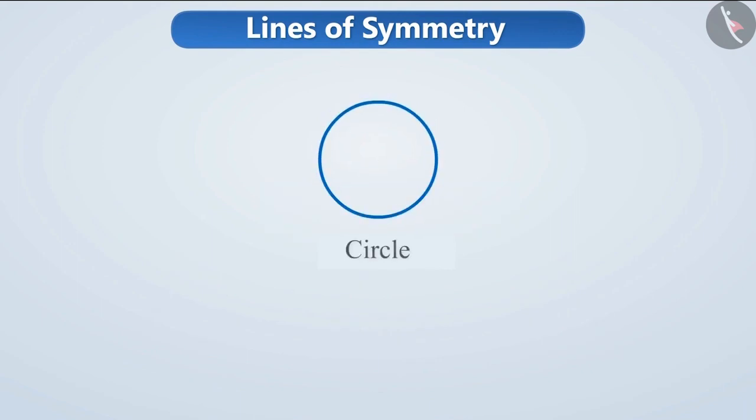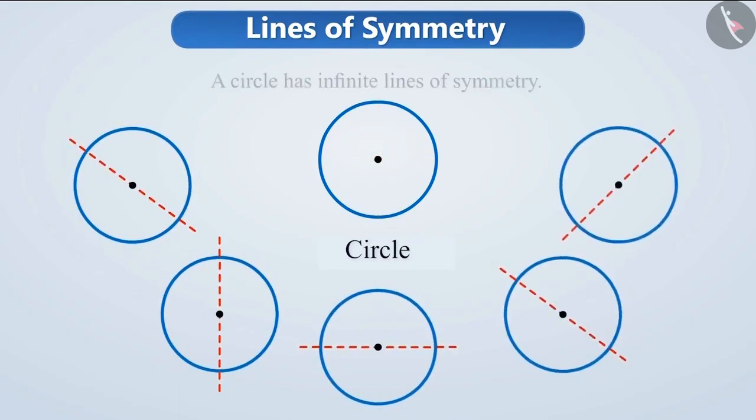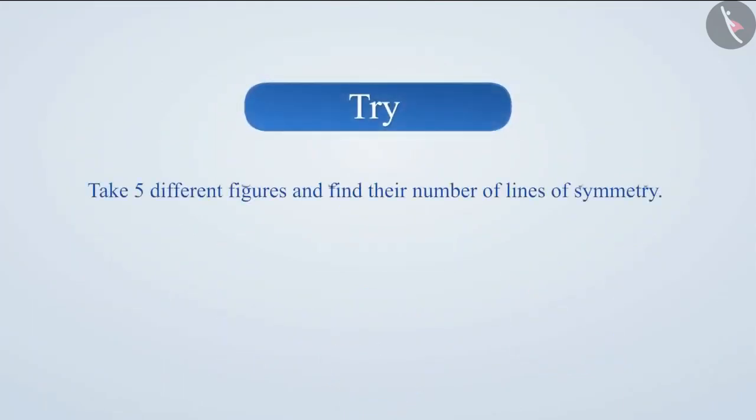But if we look at a circle, any line passing through its center is a line of symmetry. And since there are infinite number of lines which can pass through the center, hence a circle has infinite lines of symmetry. Now take 5 different figures and find out the number of lines of symmetry in them.